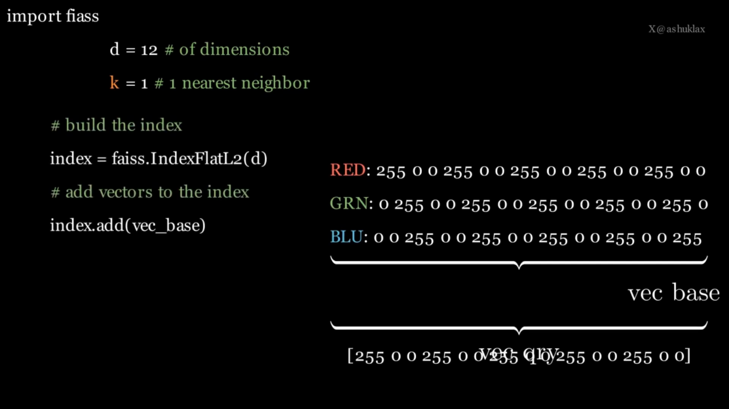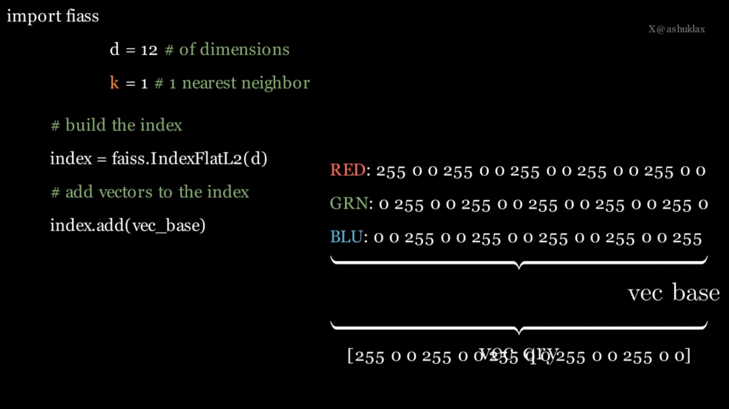This line creates an index for our vectors using the IndexFlatL2 method from FAISS. The L2 stands for L2 norm, Euclidean distance, which is the distance metric used to compare vectors. The index is built to handle vectors with d dimensions. Then, the next line adds the vectors stored in vec_base to the index.